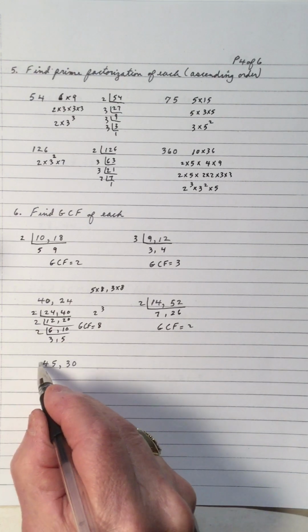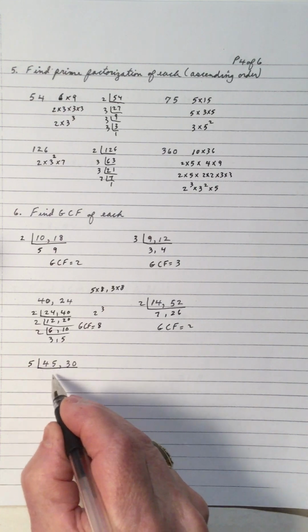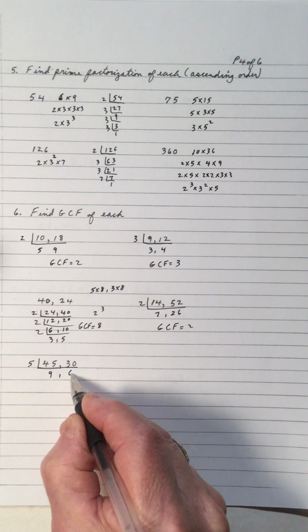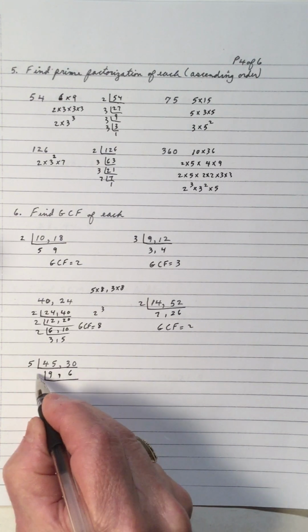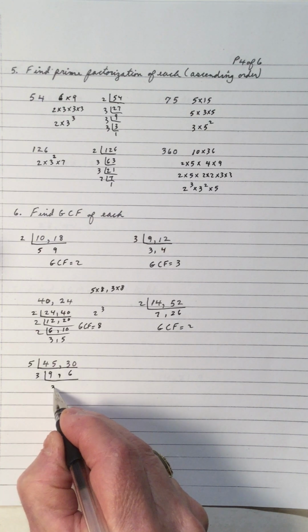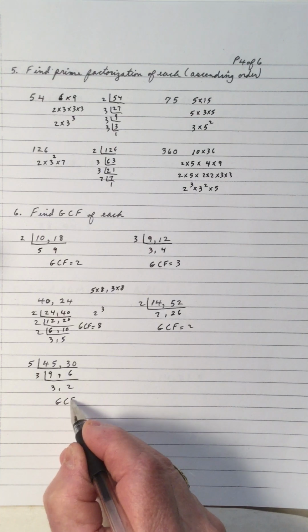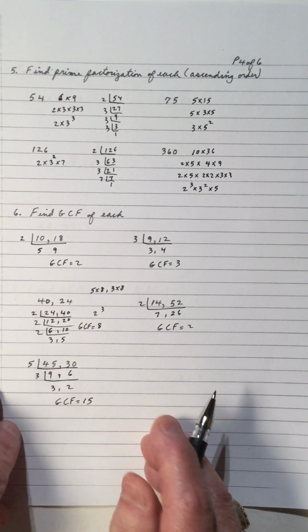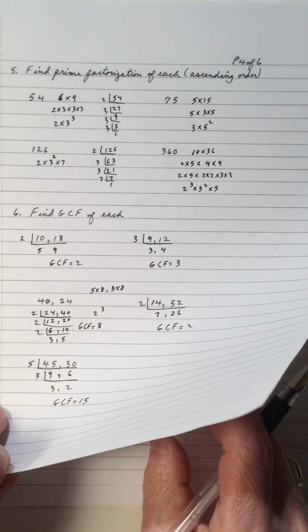45 and 30. Let's see, I see a 5 and a 0, so I see a 5 as a GCF. 5 into 45 is 9. 5 into 30 goes 6. I see a 6 and a 9, so a GCF is 3. 3 into 9 goes 3. 3 into 6 goes 2. So the GCF is 5 times 3, which is 15. So that's how I get the GCF of numbers.